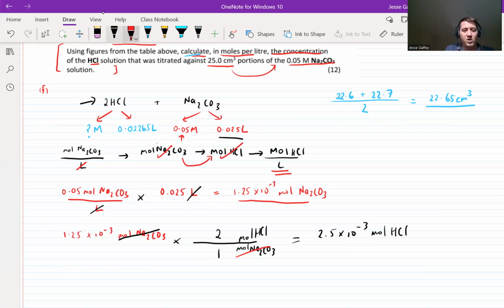Well, what volume was that in? So I'm going to take this moles per liter and find out what volume that was in. So put liters on the bottom. And of course, here is the volume that my moles of HCl were in. So this was in 0.02265 liters. So put that over 0.02265, and that will give me an answer of 0.11 molar HCl. All right, guys, that's that question done.